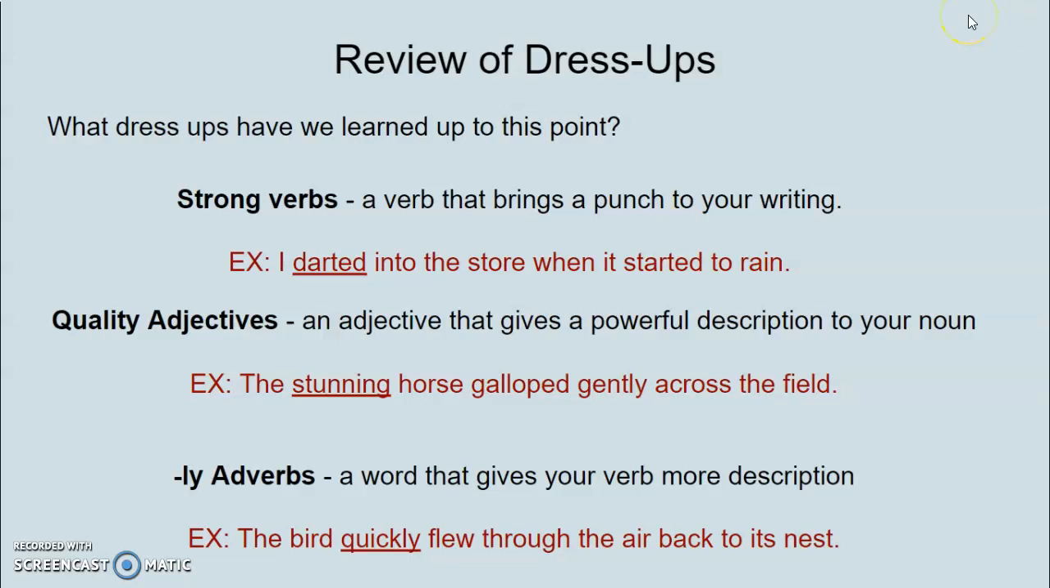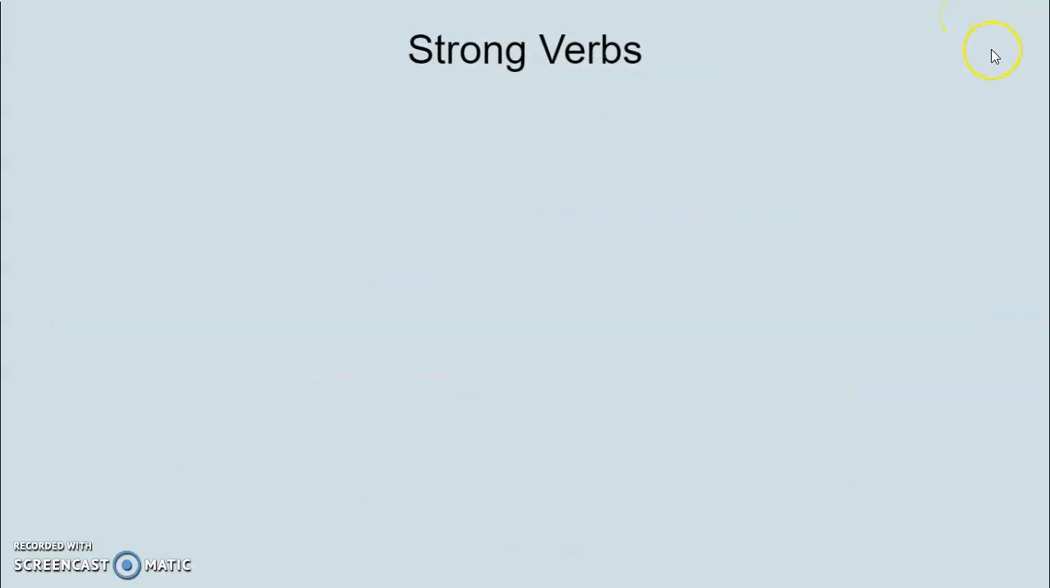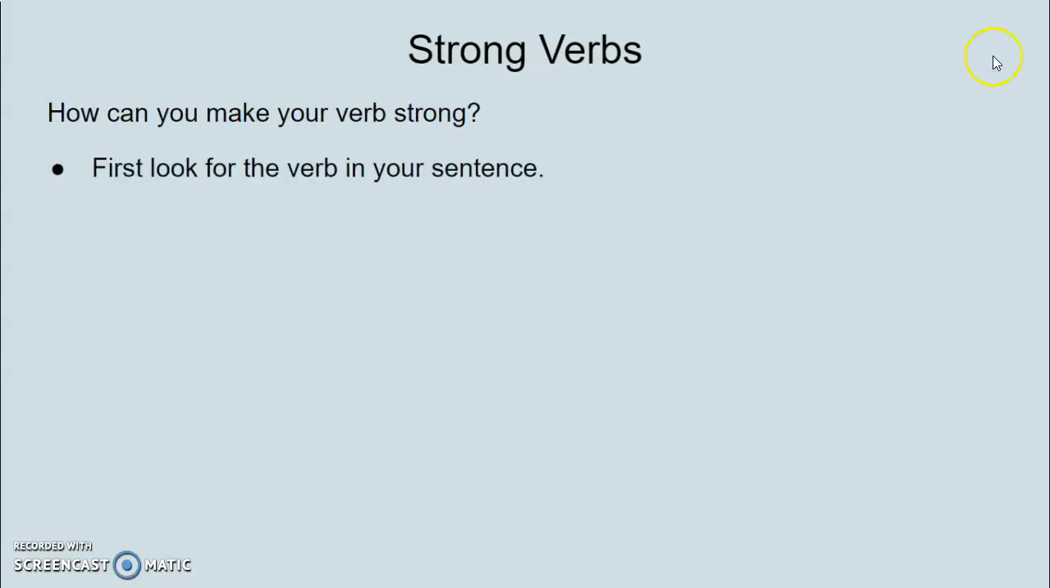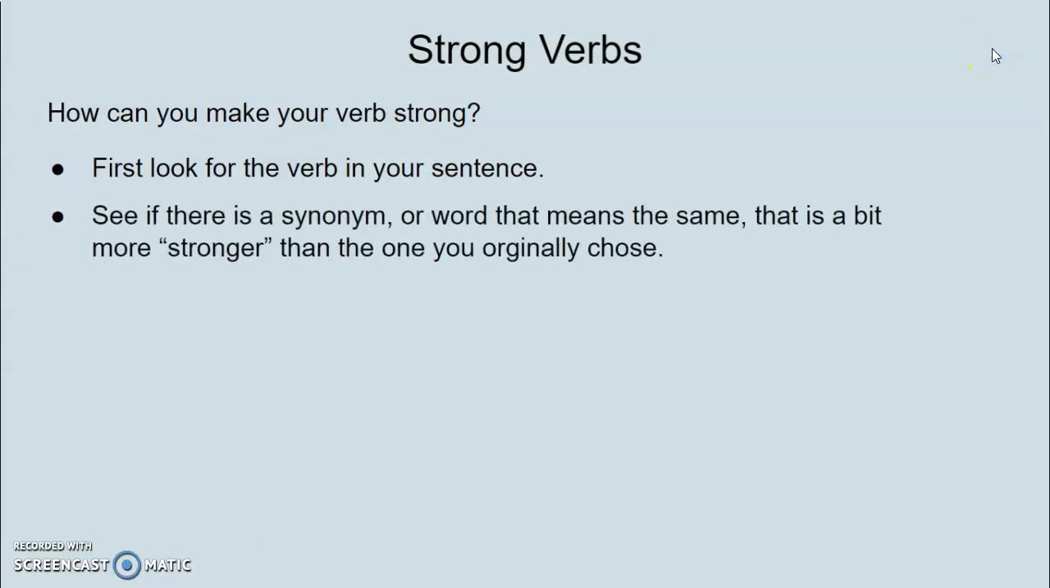So let's break down each of these dress ups. Let's start with strong verbs. How can you make your verb strong? Well, the first thing you want to do is look for the verbs in your sentence and decide, is this verb exciting enough for my reader? If it's not, look for a synonym or a word that means the same that's a bit stronger than the one you originally chose.